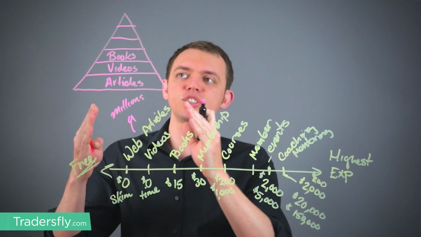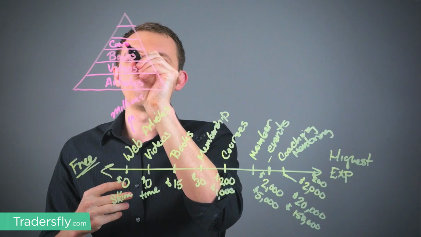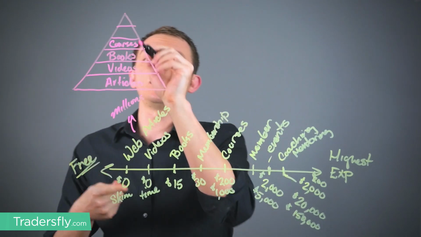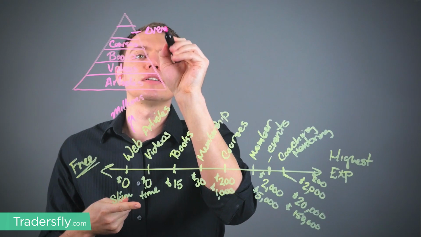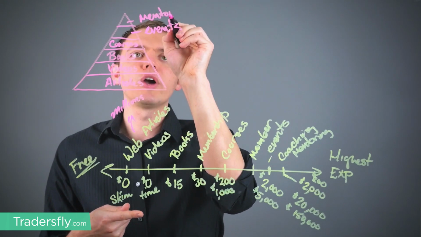And that's what happens as you continue to go up the ladder. Let's just say we go into courses right here, there's fewer people that probably want courses than books. And then you might get into events, let's say here, or then mentoring right here.